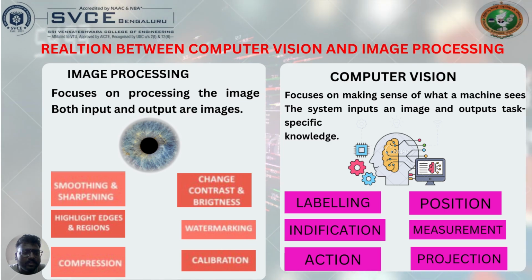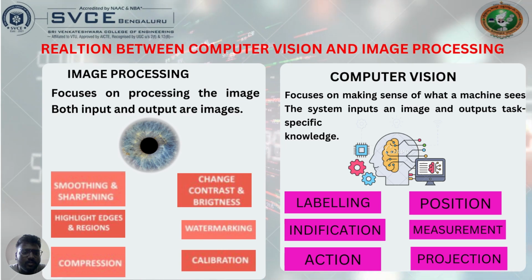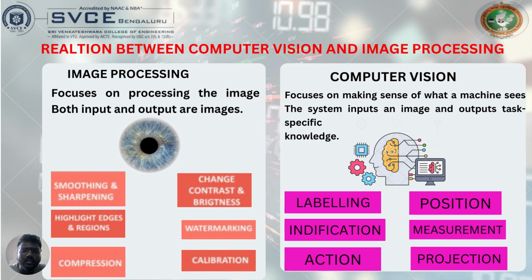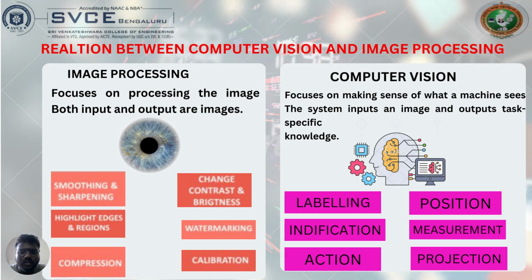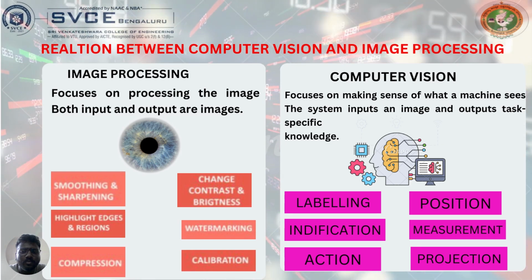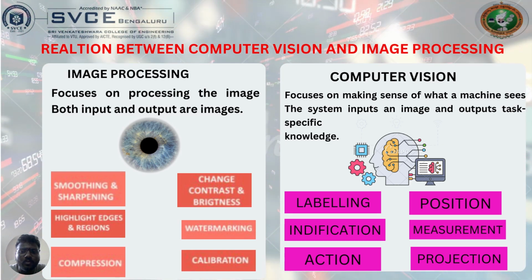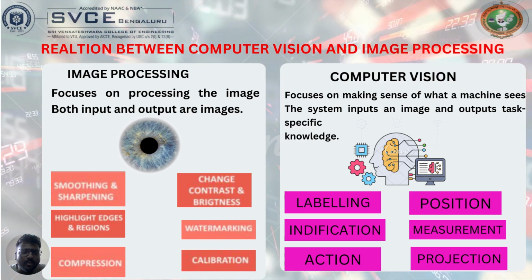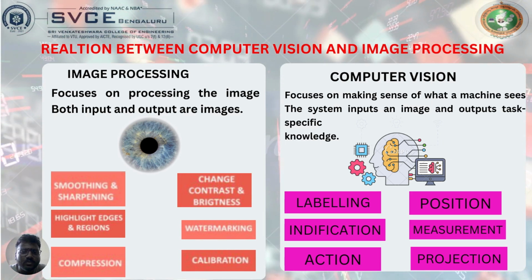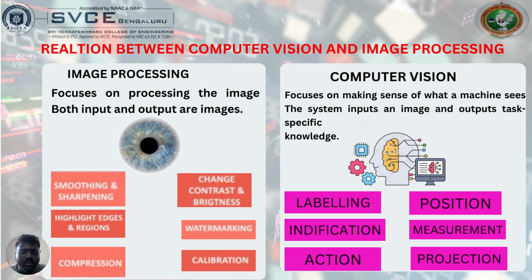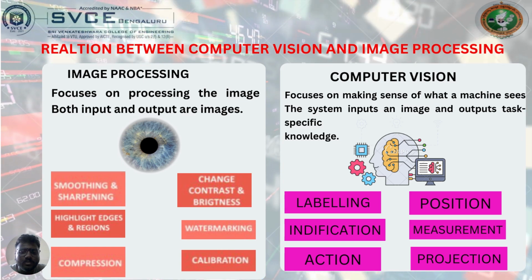So comparison will be done. Change in brightness and contrast, watermark removal, and calibrations will be done in image processing. In computer vision, it focuses on making sense of what the machine sees. The system inputs an image and outputs task-specific knowledge. On the basis of the image processing, the computer vision task will be created, enabling identification, action, position, measurement, or projection.